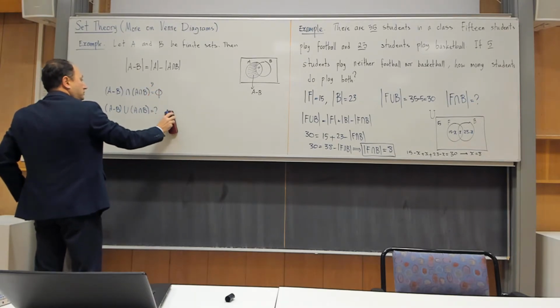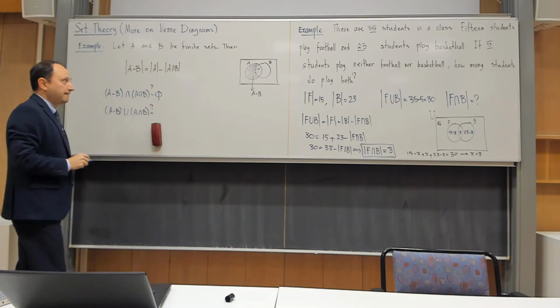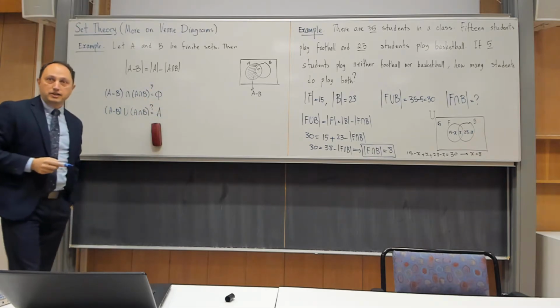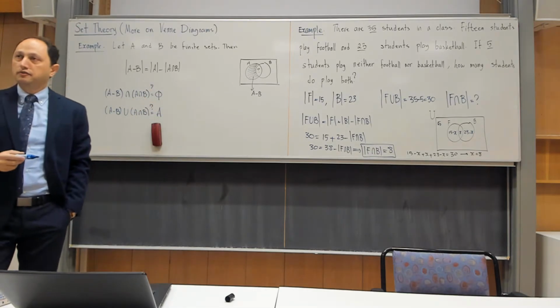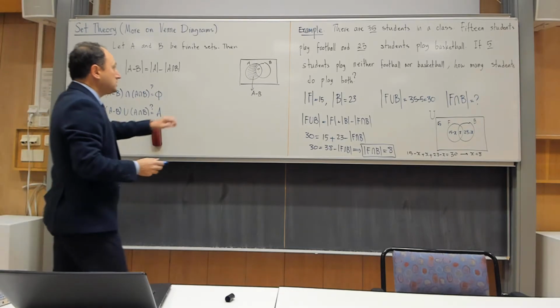Okay, now can you tell me what would be the union then? What? Yes, A. So these are our guesses, yes? And then of course we want to confirm that. Yes? I don't understand the first. A minus B is this area.